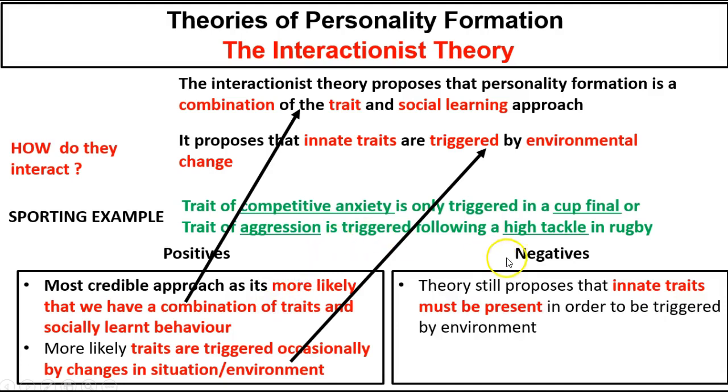And going on from there, then the negatives of the interactionist theory. Now, the fact that it has innate traits involved in it proposes that you have to inherit traits in the first place. So the disadvantage of this, or the slight negative, is that it is proposing that trait theory has real credence. So you have to have innate traits. It completely outplays, I suppose, the social learning. So that's an example of one you can put into there.